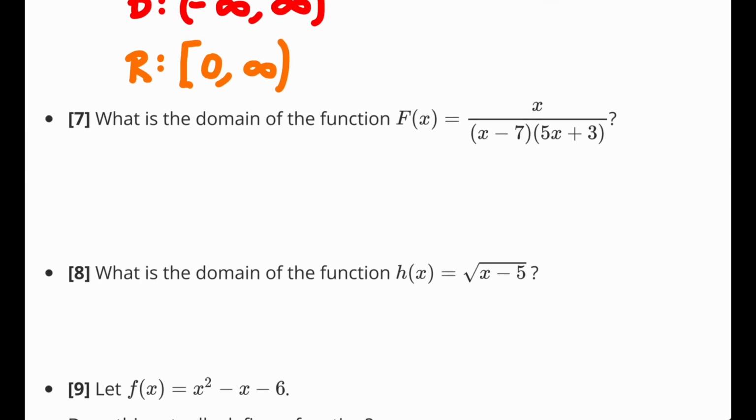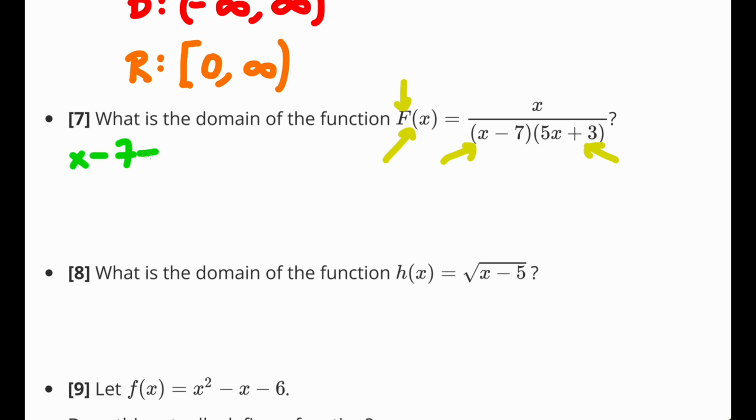All right, next it says, what is the domain of the function capital F of x? So they're changing it up a little bit here with the capital F of x. It's still just a function though. What is the domain? It's all x values that you can use to actually get an output. The thing is, we have some division here. We have an x minus 7 factor and a 5x plus 3 factor. And these cannot be equal to 0, because if they were equal to 0, then you'd be dividing by 0.